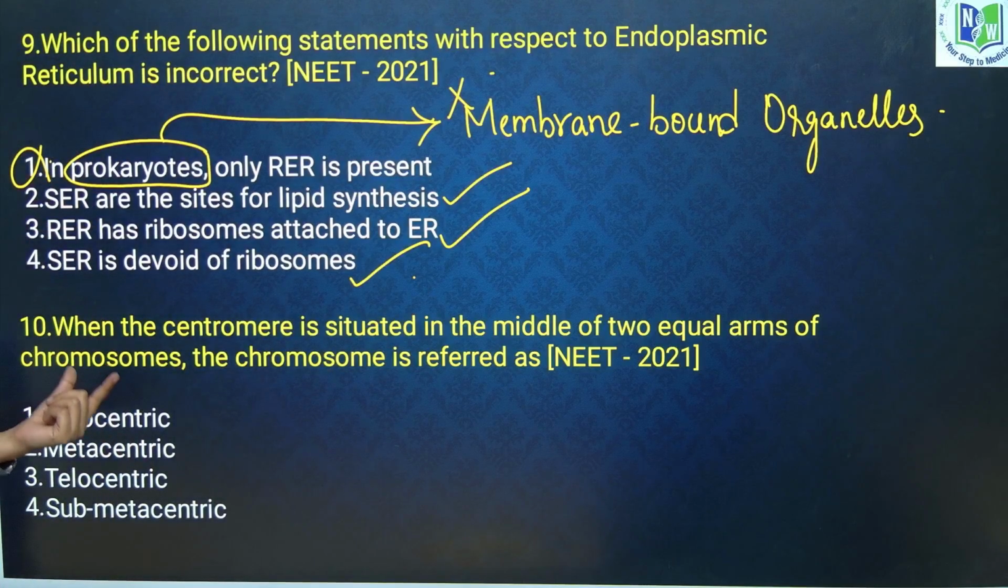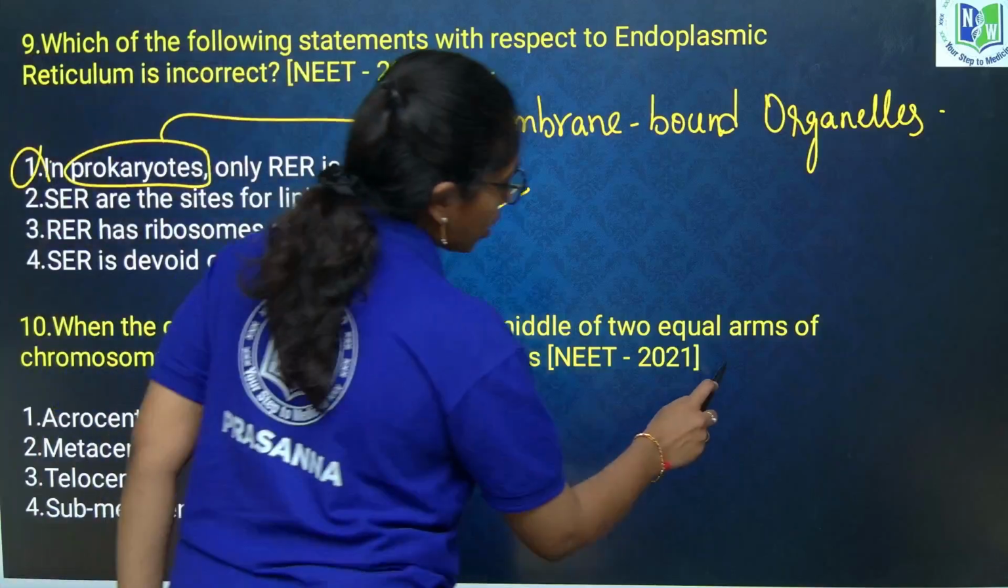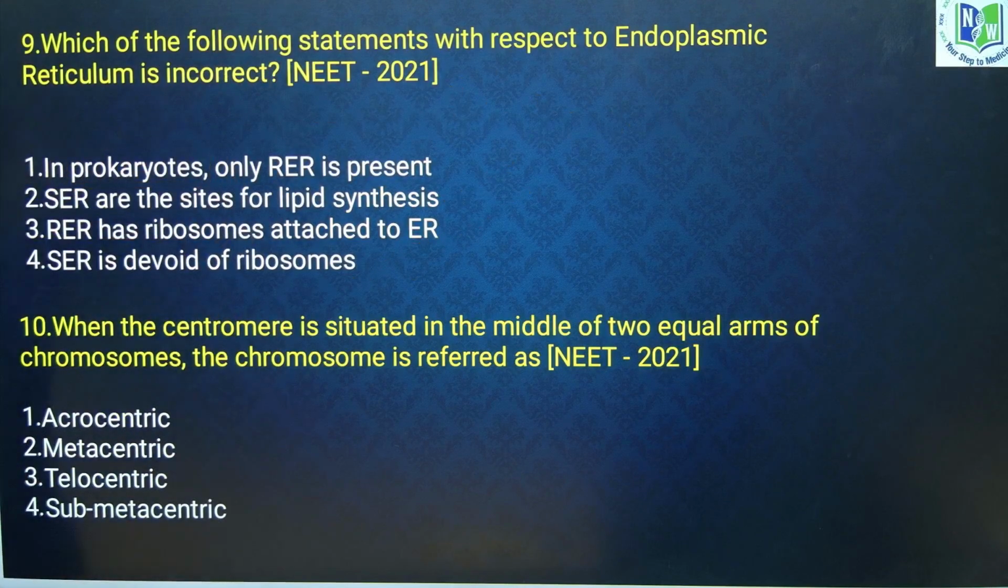Next question, if you see, when the centromere is situated in the middle with two equal arms, very simple question, appeared in 2021. The answer is metacentric. Next question.